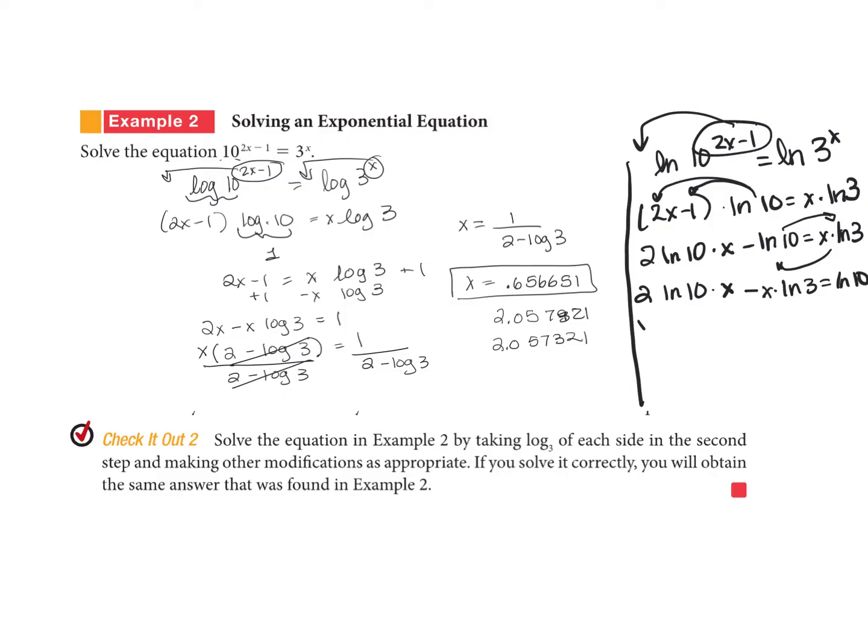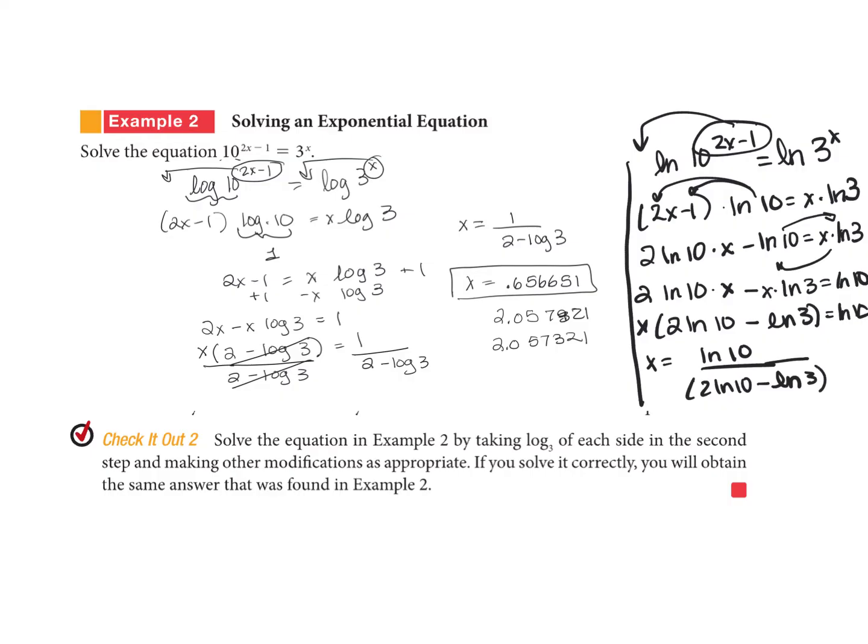Now I'm going to factor out my x. x times (2 natural log of 10 minus natural log of 3) equals natural log of 10. And I have x equals the natural log of 10 over 2 natural log of 10 minus natural log of 3.